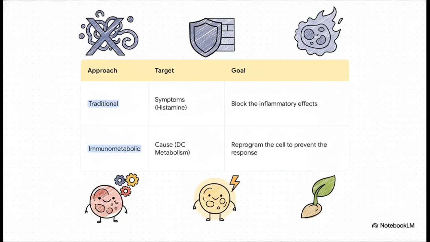This chart just lays out the whole paradigm shift perfectly. Traditional therapies, like antihistamines, are all about blocking the effects of inflammation after it's already started. But this new immunometabolic approach, it targets the root cause, the cell's decision to fuel up for war. The goal isn't just to manage the battle, it's to prevent it from ever being declared in the first place.